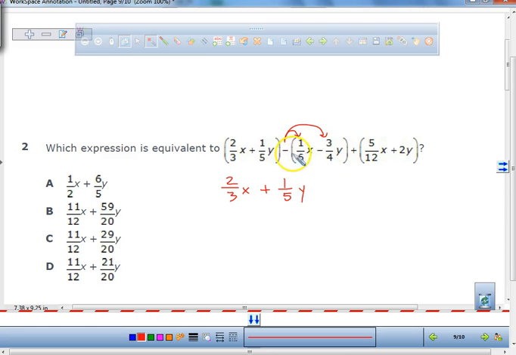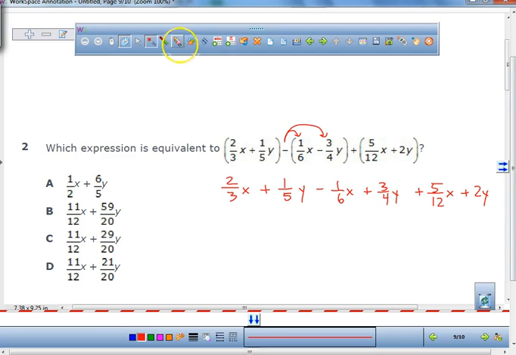When you distribute a negative sign to number 2, what's that going to become? That's right, negative 1/6 x, and a negative times a negative makes this a plus. This is where students would mess up. Okay. Now, if there's a plus sign, everything just stays the same. Okay. That's what I want you guys to write out. We're just organizing stuff. Okay.